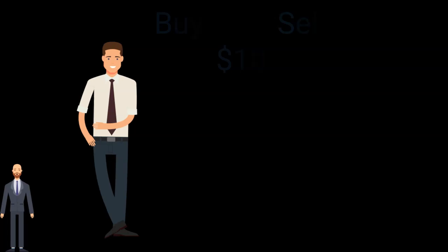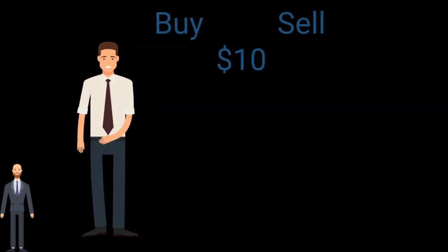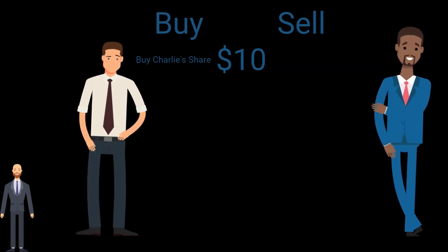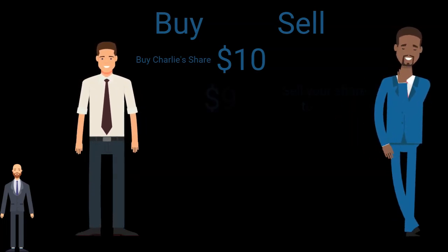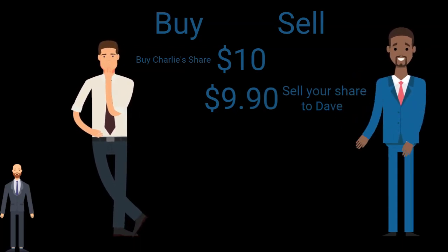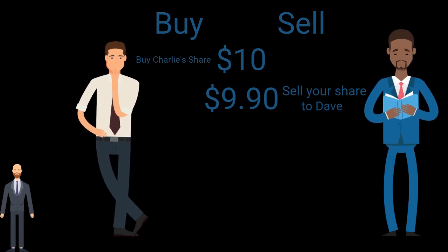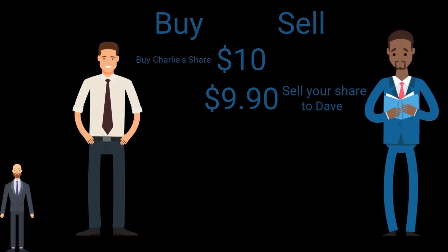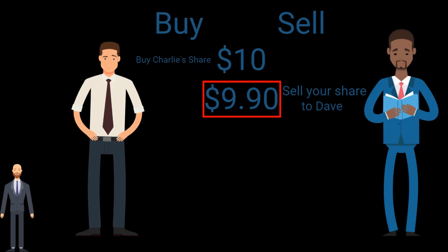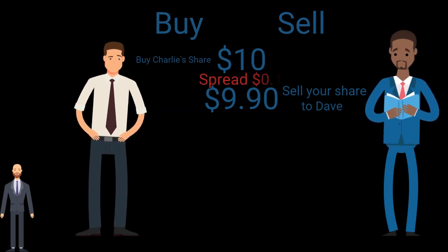Say, for example, we have Charlie here, who has a share in WES. Charlie decides he will sell if the price goes up to $10. Now, we have Dave. He is an investor and wants to buy some shares. He is willing to pay only $9.90 for a share. For this example, these are the only people in the market at this time. So we have what is technically the share price at $10 because that's the cheapest price you can buy at. And if you already own a share, you could sell it for $9.90. That difference of 10 cents is called the spread.